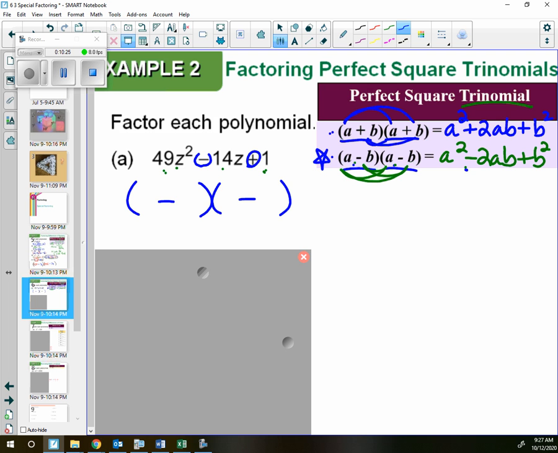How do you multiply to get a 49? Well, because it kind of looks like this is a perfect square thing, I'm going to guess 7. So 7z and 7z. How do I multiply to get a 1? Well, there's only one option. It's prime, 1 and 1. So notice my two binomials are the same.